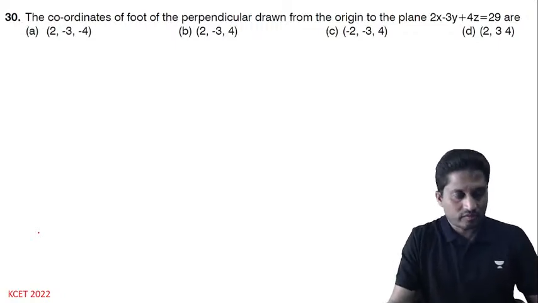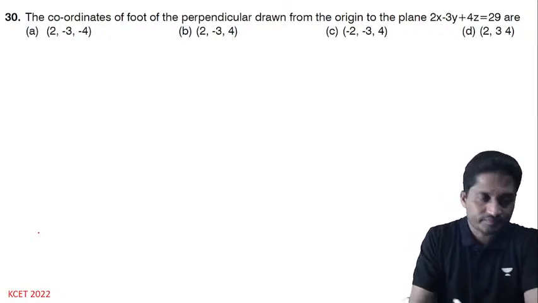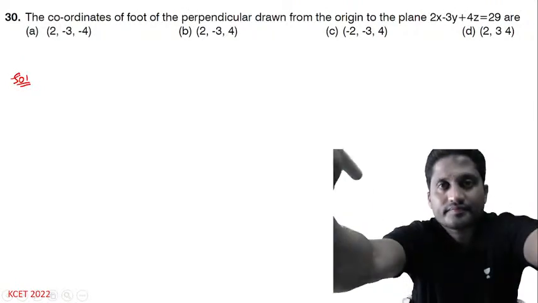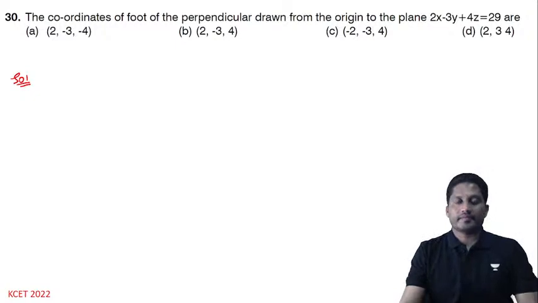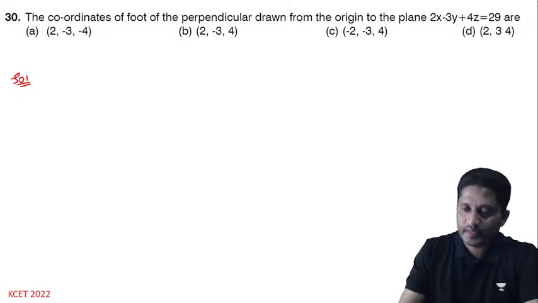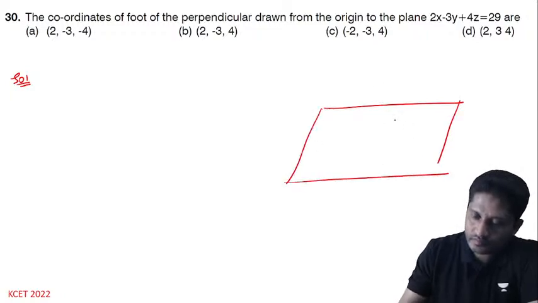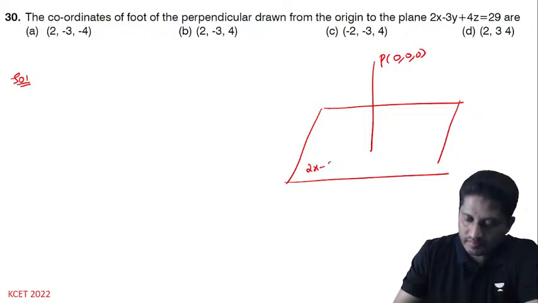Let us start. So we have done up to question number 30. The coordinates of the foot of the perpendicular drawn from the origin to the plane. Okay, foot of the perpendicular drawn from the origin to the plane, equation is 2x minus 3y plus 4z minus 29, that is minus 29 is equal to 0.